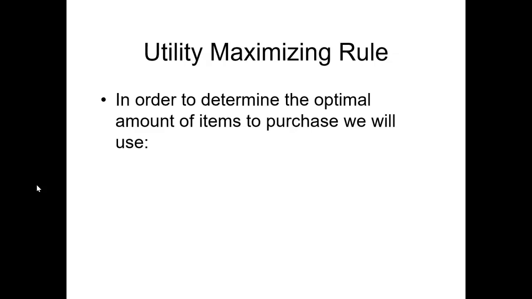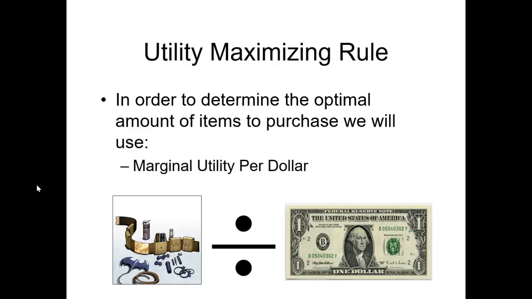So in order to determine the optimal amount of items to purchase, we'll use the marginal utility per dollar. It's a very literal title to the equation. We're going to take our marginal utility, which we've practiced before, and we're going to divide it by the price of the good. Just like when we did comparative advantage, we want to know how much utility per dollar I get. When I do this, it's easier for me to compare apples to oranges, whatever else it is. Now I'm figuring out per dollar spent, how much use am I getting out of this good or service?